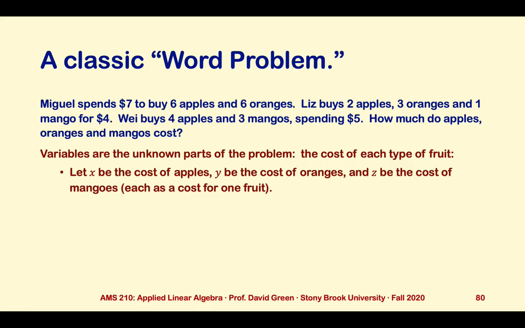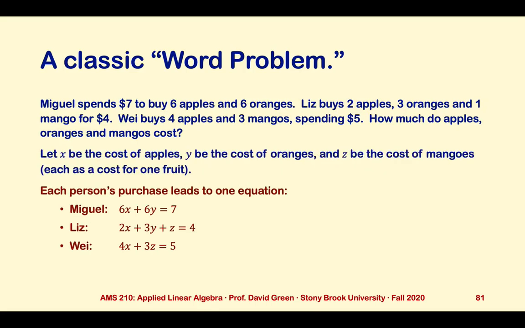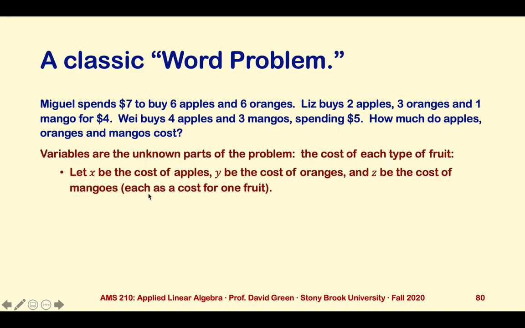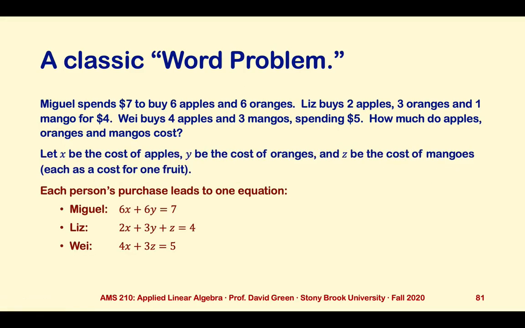Once we've done that, we can write down a system of equations. We summarize the information provided here by taking each person's purchase and writing down one equation associated with that. So Miguel spends $7 to buy 6 apples and 6 oranges. That's represented by 6 times X, the cost of an apple, plus 6 times Y, the cost of an orange, has to equal 7. All right.